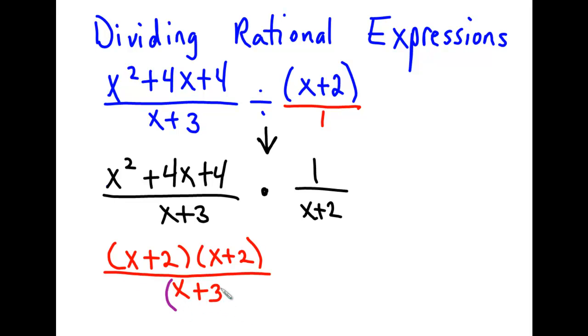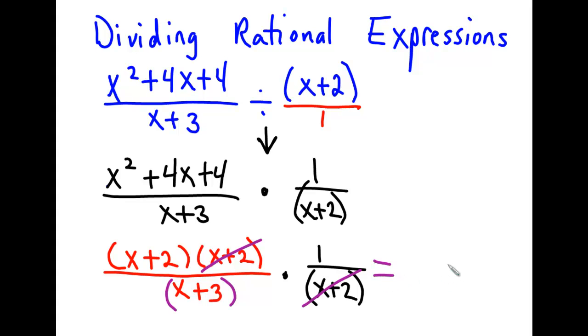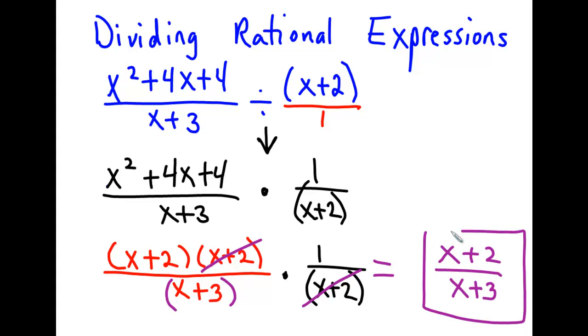And at this time I want to also put parentheses around x plus 3. I cannot separate the x and the 3. I have to keep them together. Times 1 over x plus 2, and I also need to keep the x plus 2 in parentheses. Now I can eliminate what's in common in the numerator and denominator. They both have an x plus 2. And what's left is x plus 2 divided by x plus 3. And there's your answer.